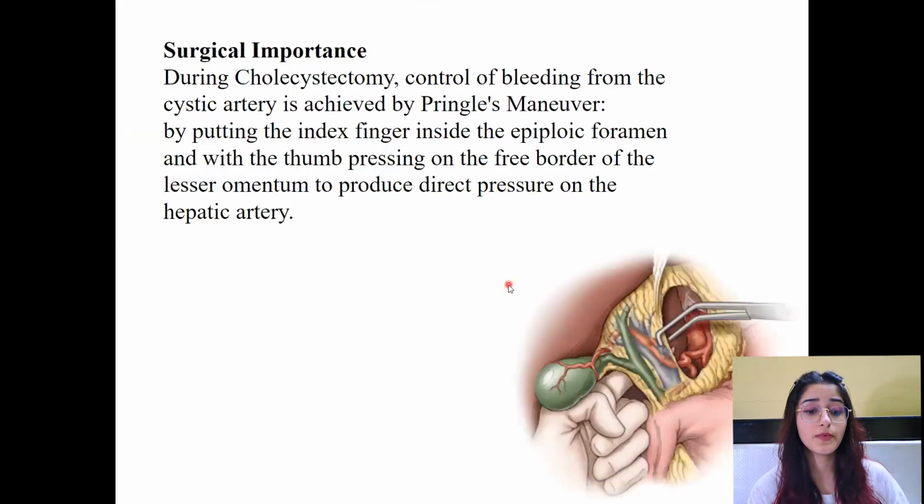Now surgical importance of this foramen is that during cholecystectomy we can perform a Pringle's maneuver. In this, the surgeon puts the index finger inside the epiploic foramen and clamps the hepatic artery which is present in this hepatoduodenal ligament. You remember, hepatoduodenal ligament contains the portal triad. The portal triad is hepatic artery, portal vein, and the bile duct.